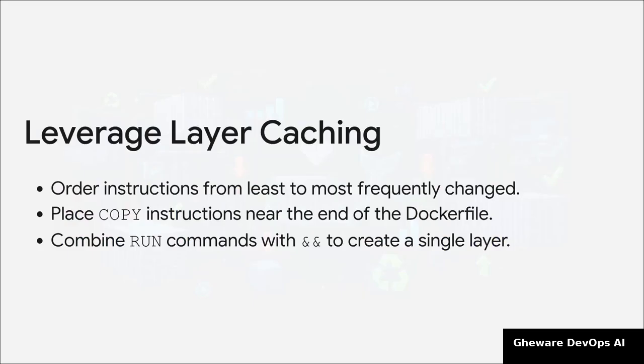Okay, this next tip is an absolute game changer for your build times. Docker's layer caching is brilliant, but you gotta use it right. The trick is to order your instructions from the stuff that changes the least to the stuff that changes the most. So install your dependencies first, then copy your application code at the end. Oh, and see how we chain the run commands with and then clean up in the same line? That creates a single, super efficient layer and keeps your image size way down.